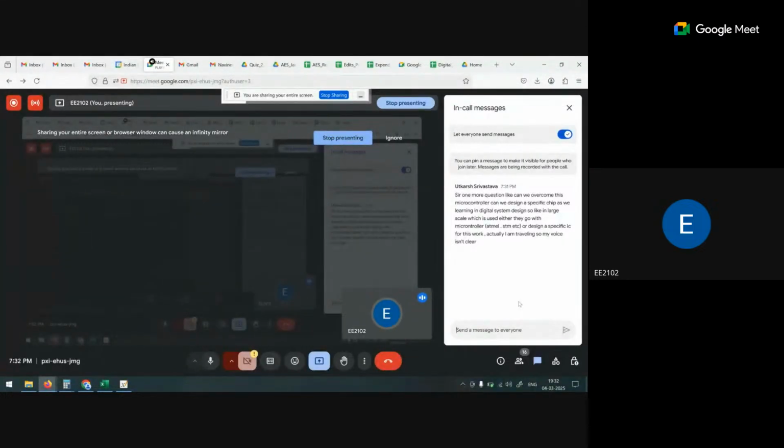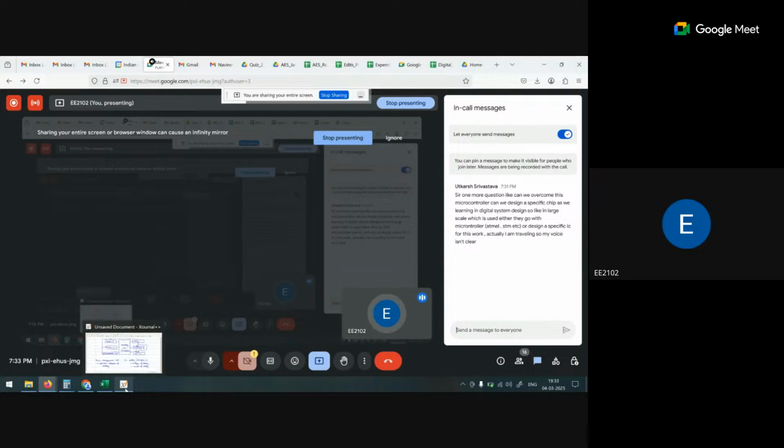One more question: can we overcome this microcontroller? Can we design a specific chip, as we learn in digital system design? In large scale production, do they go with microcontrollers or design a specific IC for this? Actually, yes, we can design a specific chip for that.